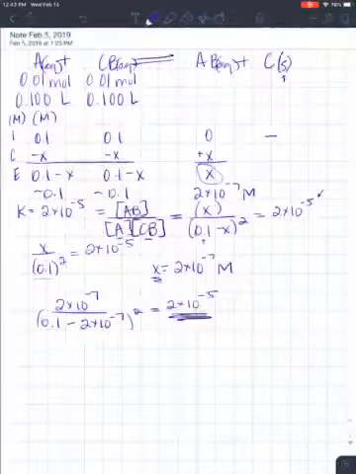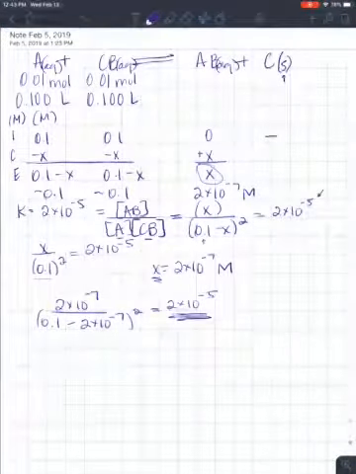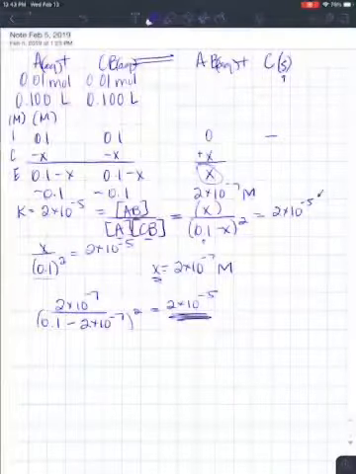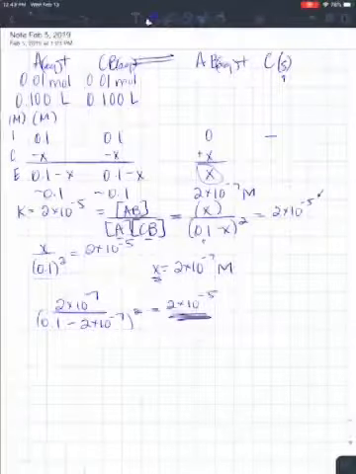So that is how I got the equilibrium concentrations for the first equilibrium that was established. Not before we changed the volume, just that first equilibrium that was established.